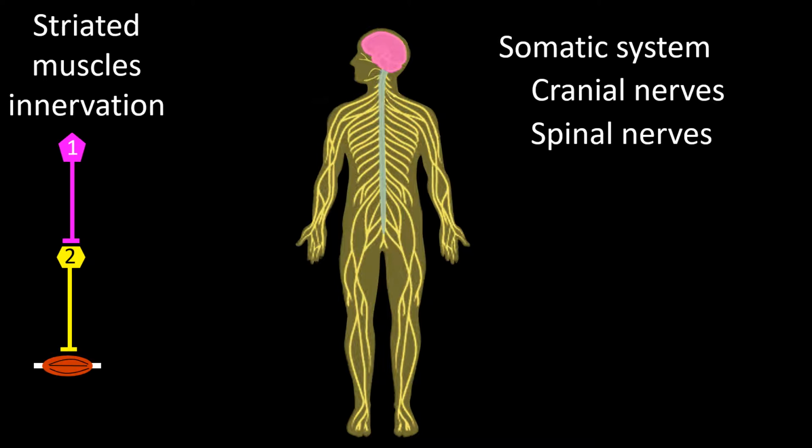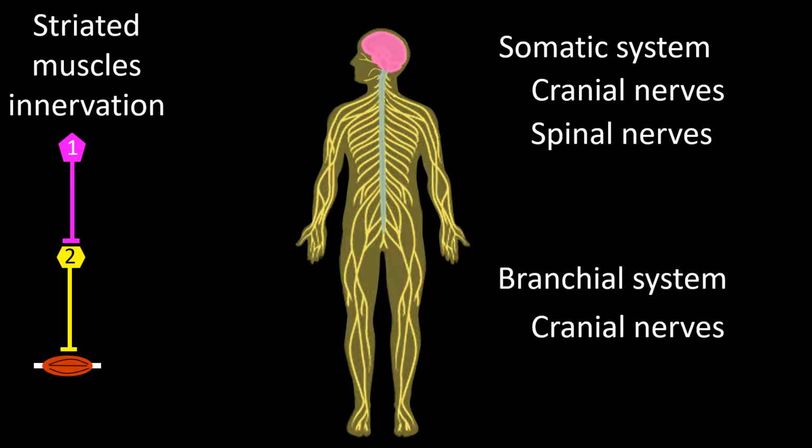Striated muscles are present in the somatic effector system. The somatic effector system is present in cranial nerves and spinal nerves. Striated muscles are also present in the branchial system. The branchial system is only present in cranial nerves.